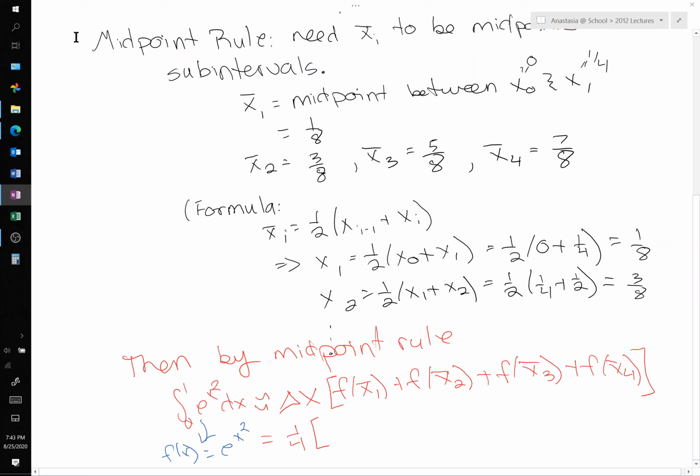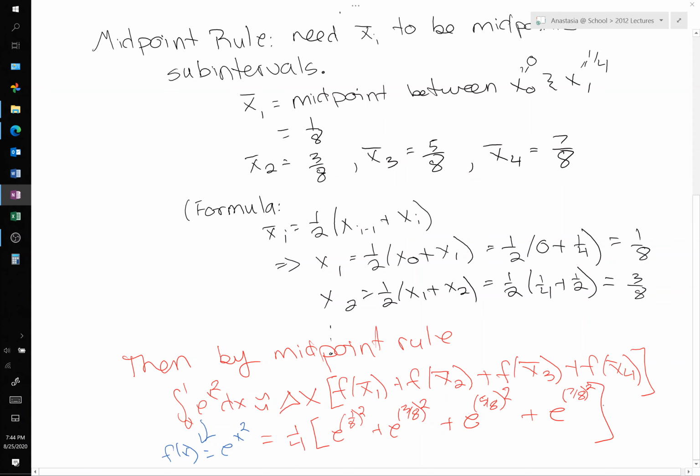So if we take x bar 1, which is 1/8, and plug it into our function, we're going to get e to the 1/8 squared, plus then we have x bar 2, which is 3/8. Plug it into our function, e to the 3/8 squared. Then we'll have plus e to the 5/8 squared, plus e to the 7/8 squared.